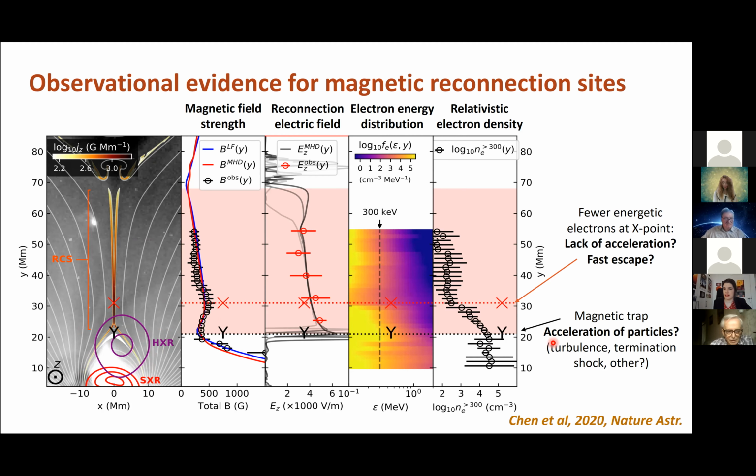And that might be because this magnetic field structure is actually trapping the particles. And maybe it's trapping energetic particles enough to produce the emission, or maybe there is also acceleration happening at this point. This point is a location where some models predict that there is a generation of turbulence or generation of a termination shock, for example. So it's a likely place for particle acceleration.